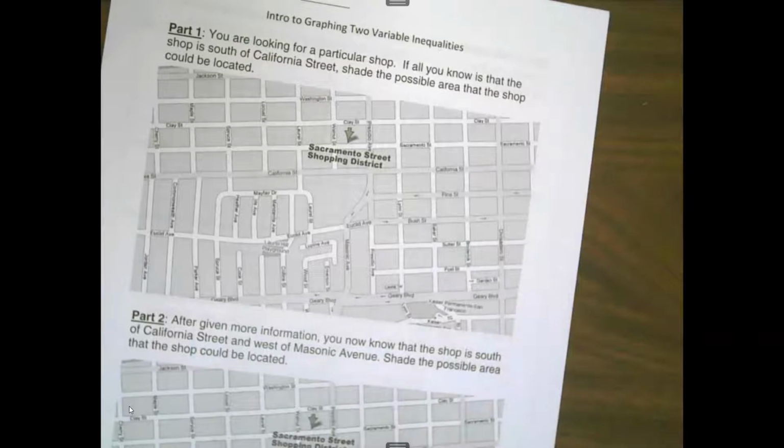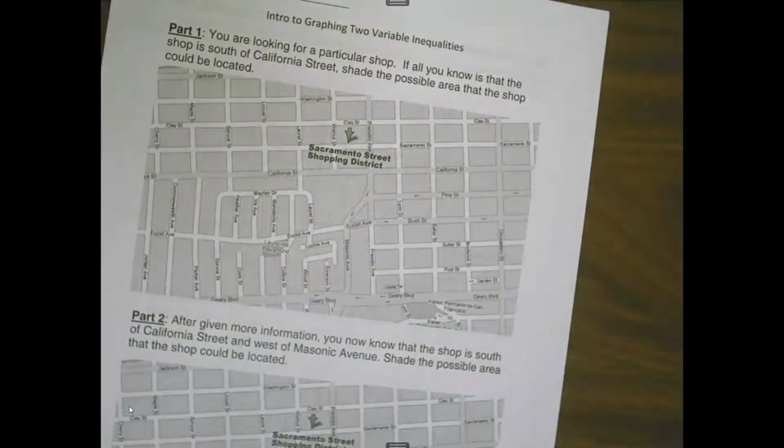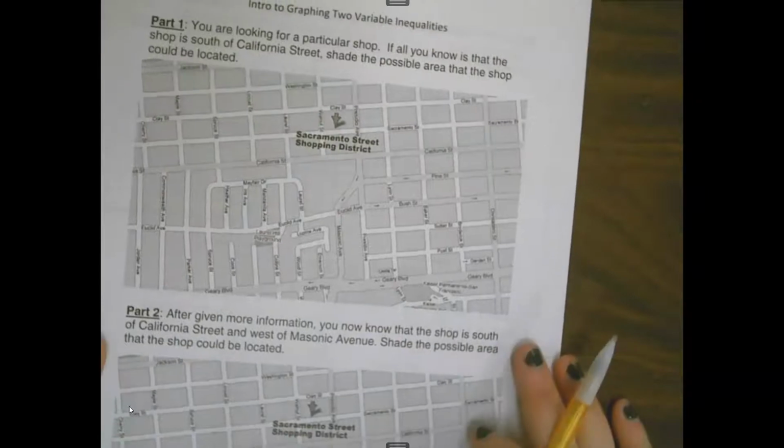All right, so we are going to be moving on to graphing inequalities. We've graphed inequalities when there was one variable, but now we're going to look at two. So we're going to do this little intro activity first. You're looking for a particular shop.